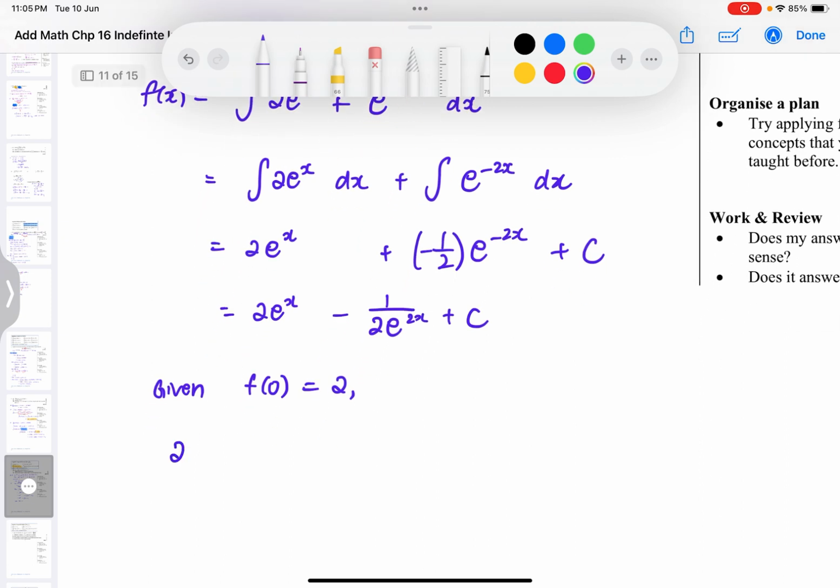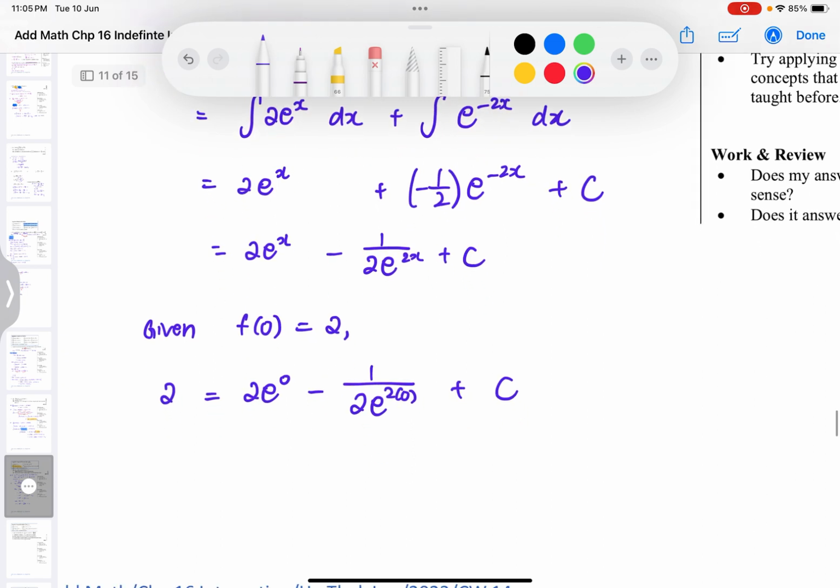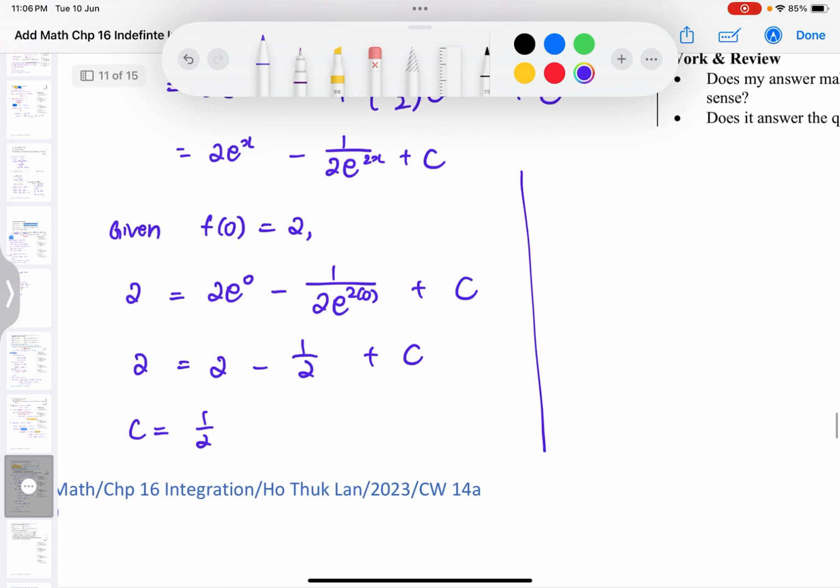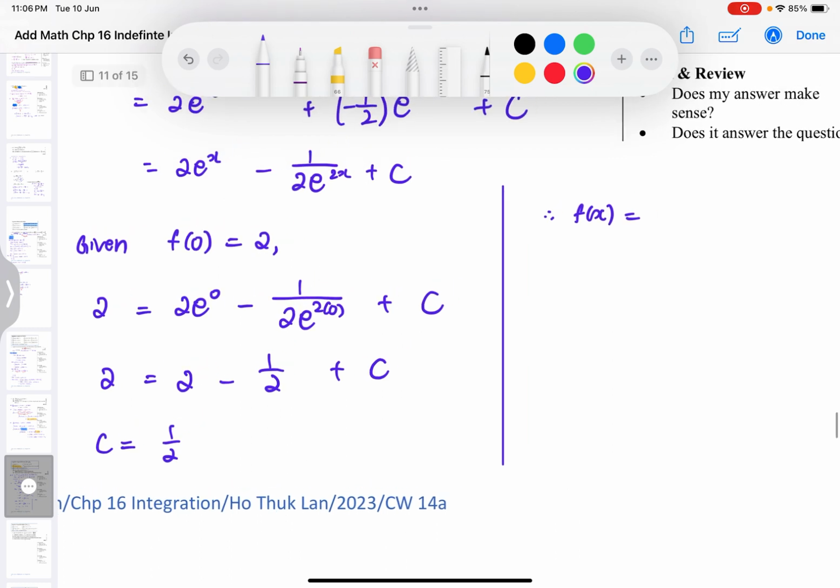Okay, when we sub in x to be 0, we're going to get e^0 is 1, so this will be 2 minus half, which means that c is half. Okay, so that gives us our answer. Therefore, f(x) is given by 2e^x - (1/2)e^(-2x) + 1/2.